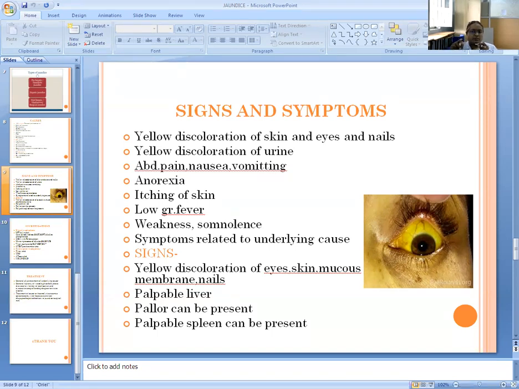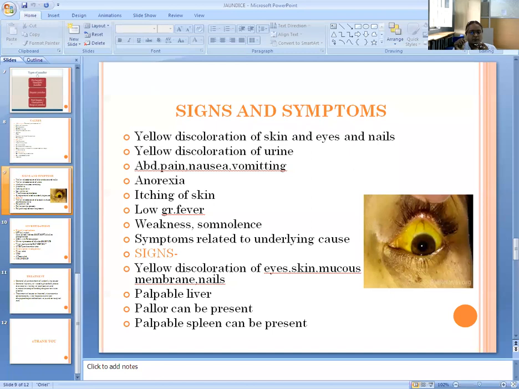So why is this the preferred site? Because bilirubin has affinity for elastic tissue. Bilirubin, or the bile pigment, has affinity for elastic tissue, and your conjunctiva is abundant in elastic tissue. So it is the preferred site for the bile pigment to get deposited, because of affinity for elastic tissue.